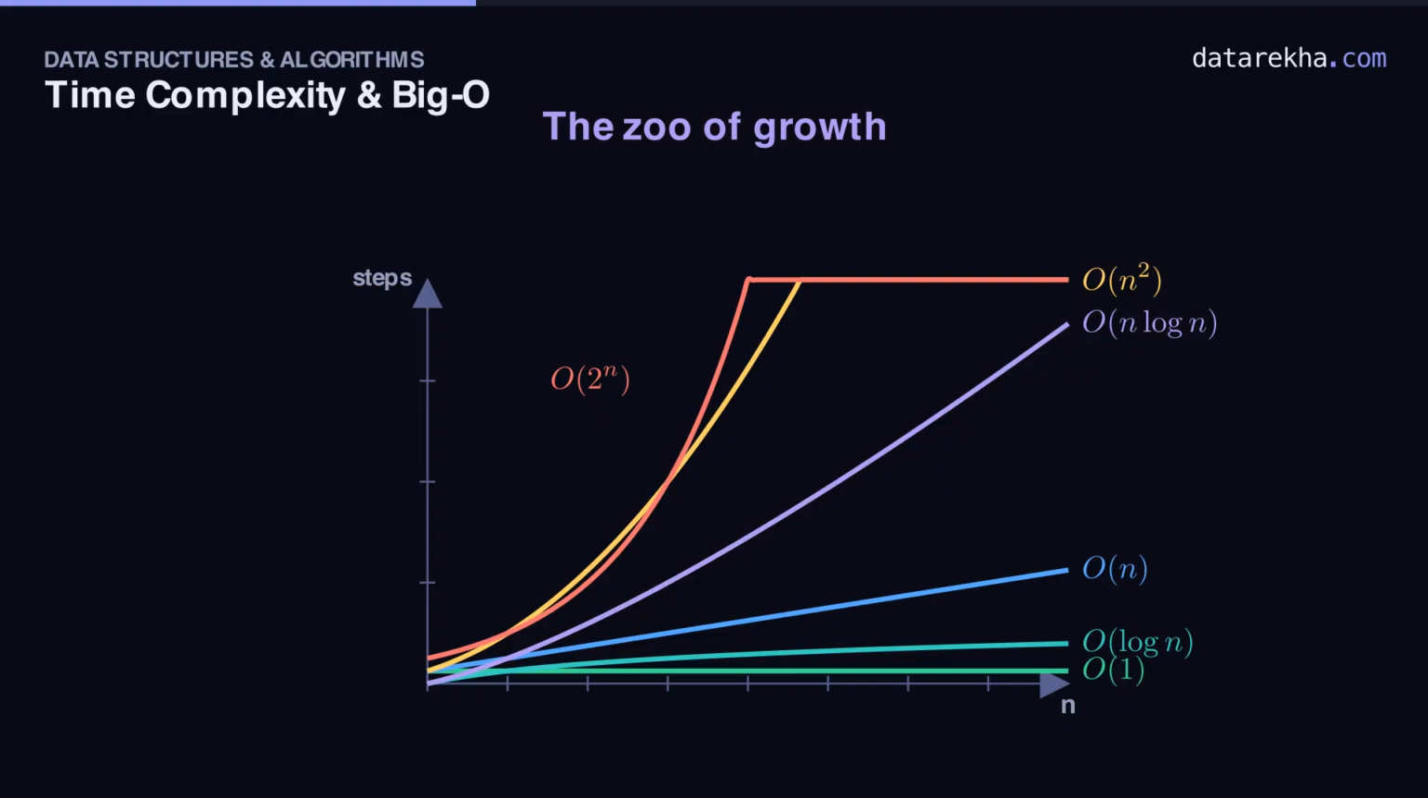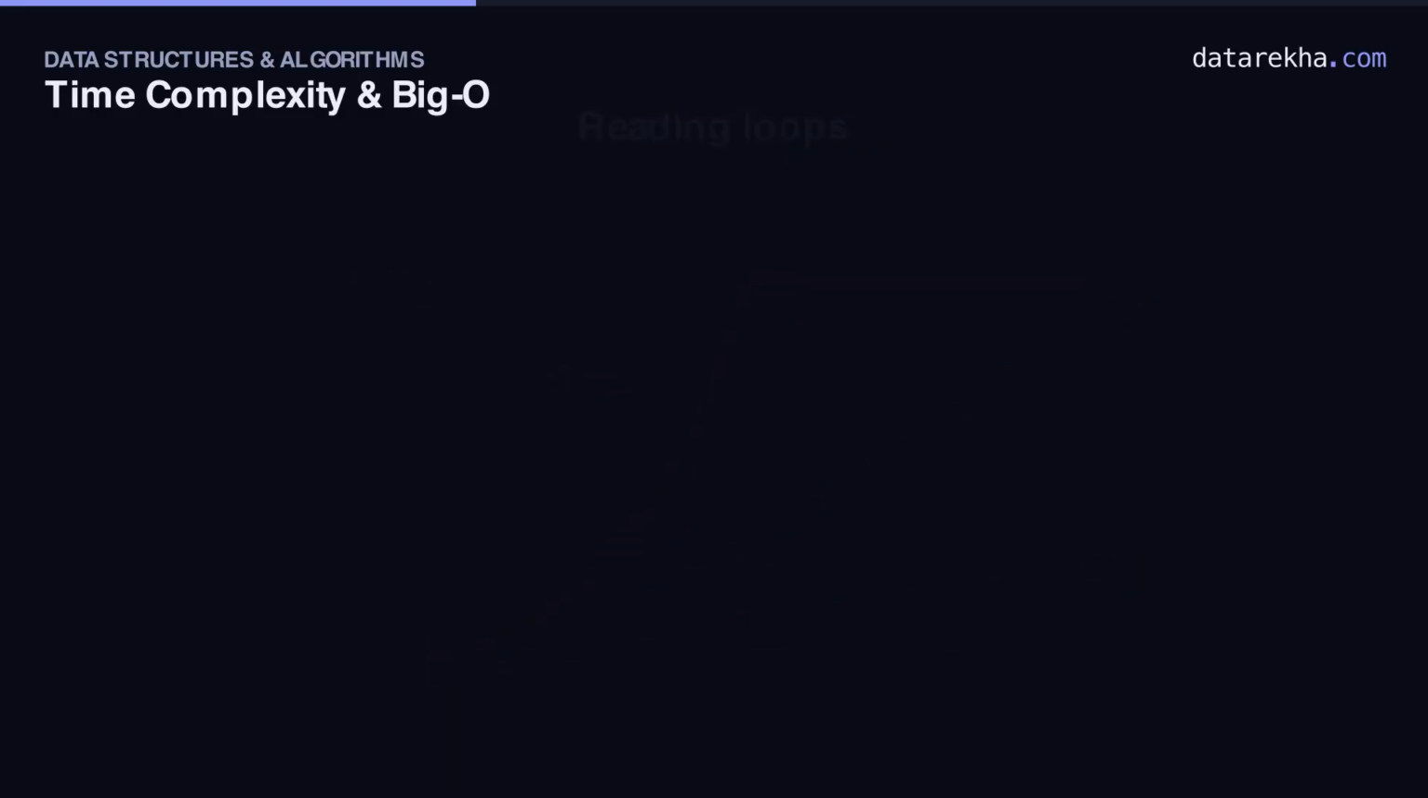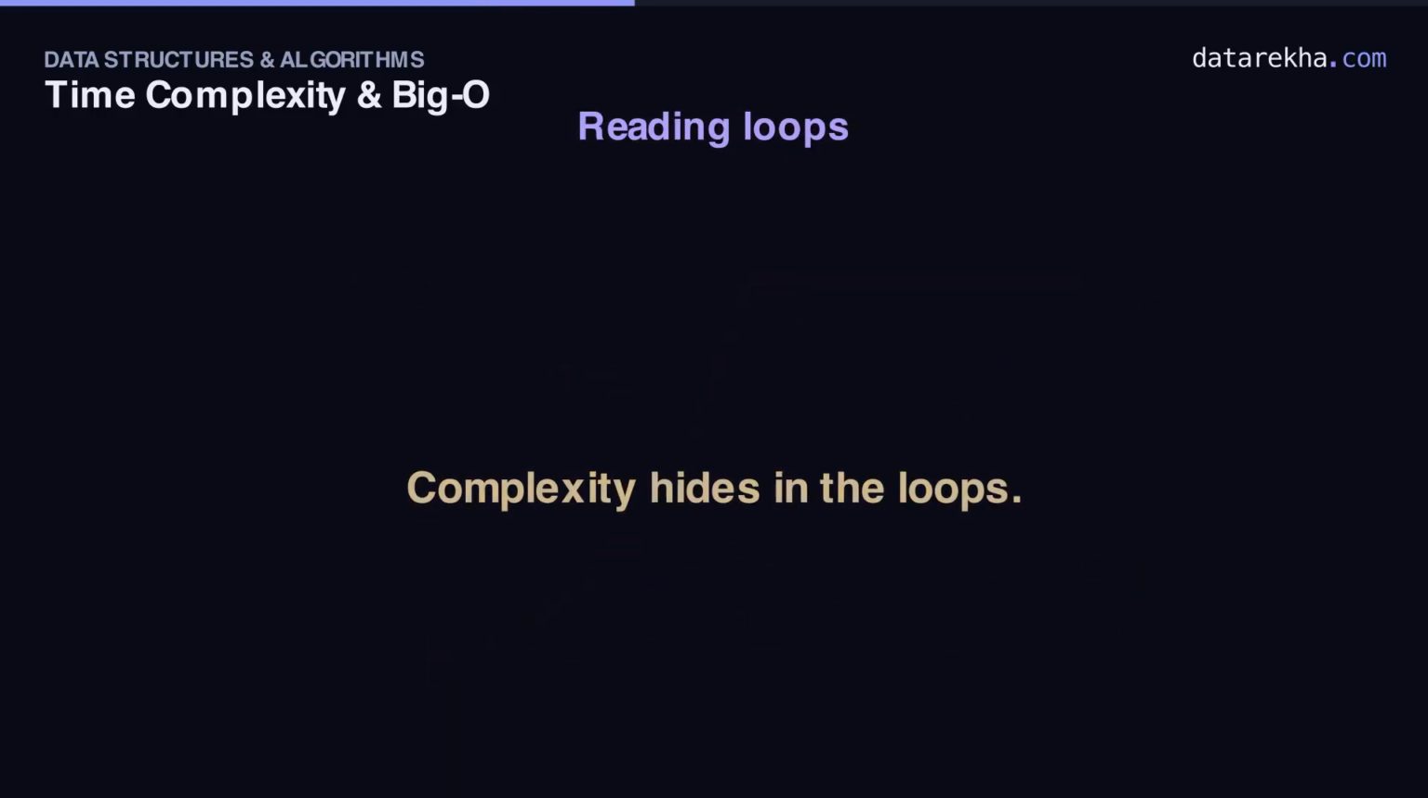Down low, order log n. Up top, order 2 to the n. For large inputs, the class of the curve matters far more than any constant sitting in front of it. Here's the good news. Most of the time you can read the complexity straight off the loop structure. No heavy counting needed. Let's do 3.